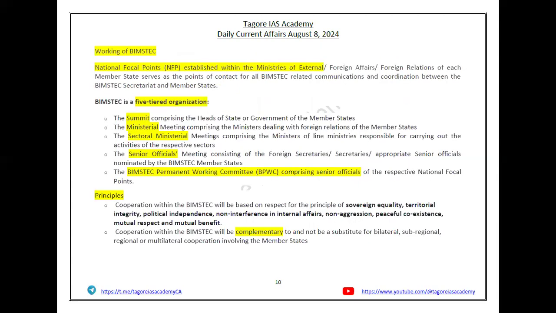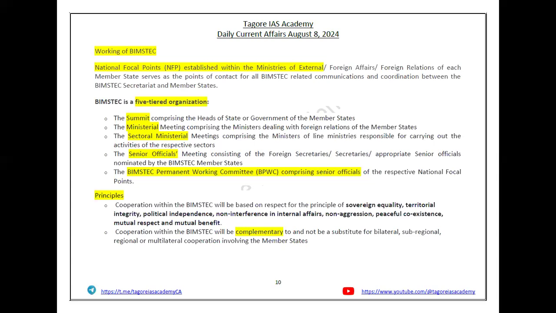And how BIMSTEC works, there are national focal points. All the 7 members have a national focal point in their own external affairs ministry. In the foreign affairs ministry of each country, national focal points are set up, through which all the countries communicate and coordinate.